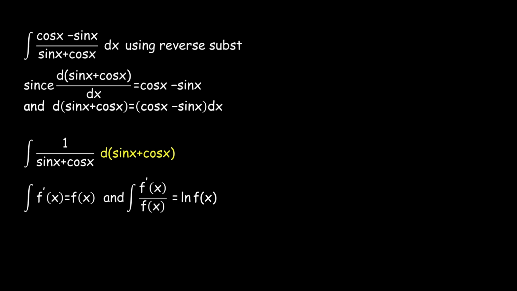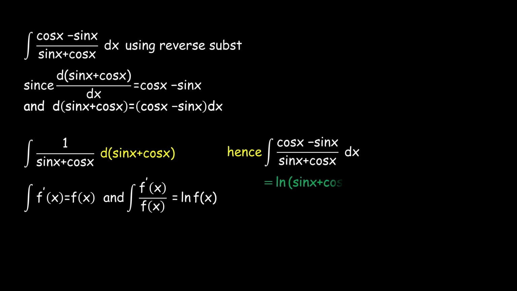Now, remember that the integral of f prime of x is equal to f of x itself, and also the integral of f prime of x over f of x is the natural log of f of x. So we would use this notion, and our final answer would be the natural log of what's in the denominator, which is sin x plus cos x. The answer would be natural log of sin x plus cos x plus c.